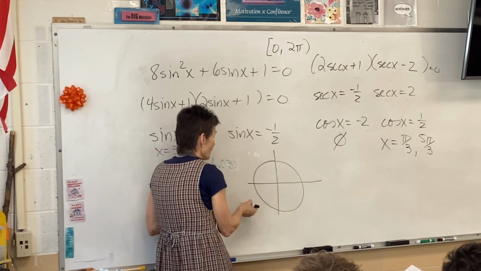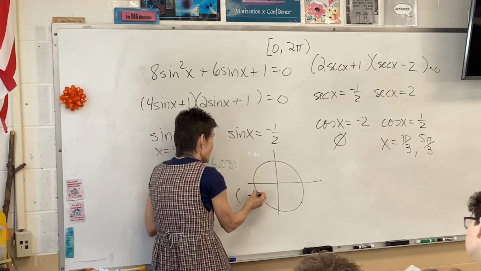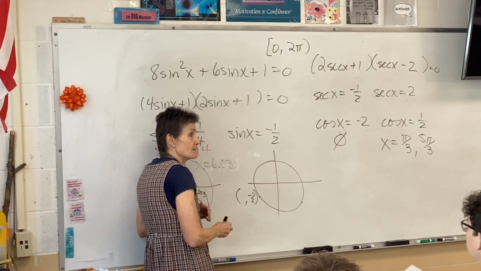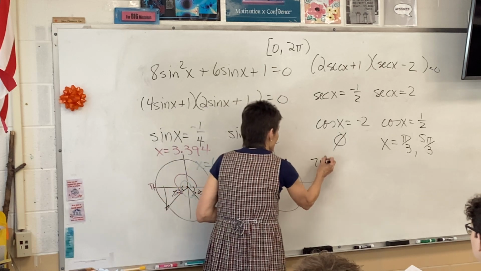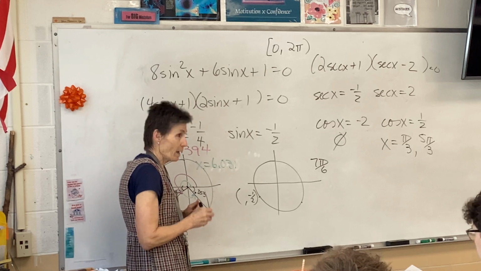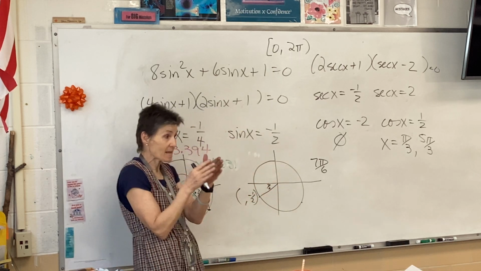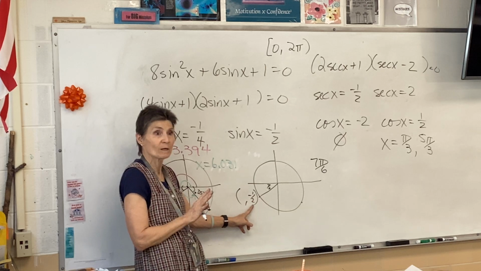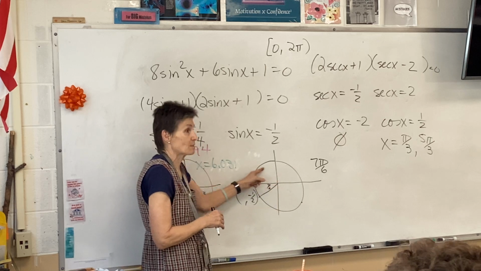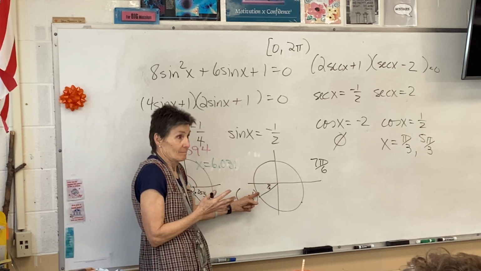So -1/2 is gonna put me here or here, right? What angles have a sine of -1/2? 7 pi over 6. Now, how did you get 7 pi over 6? Well, you know the angle is pi over 6 because that's the angle associated with the sine of 1/2. How did it get to be 7 pi over 6? It's pi plus a 6th, right?